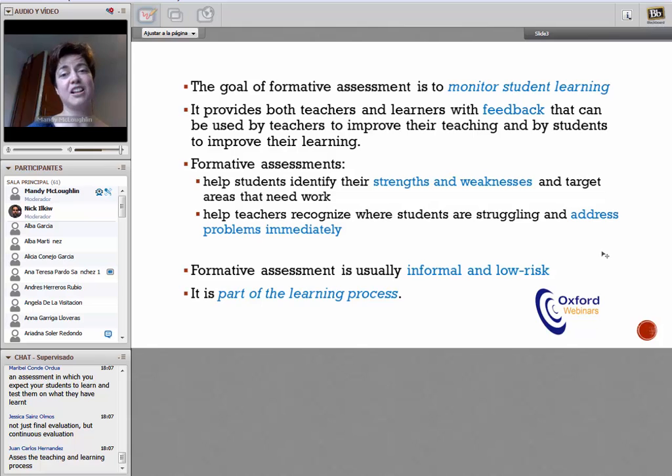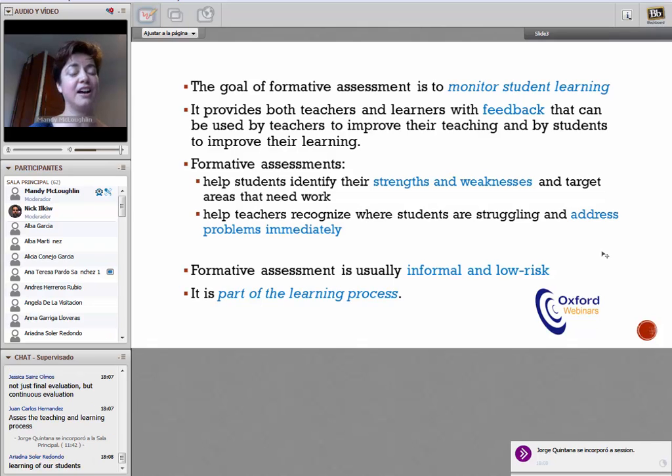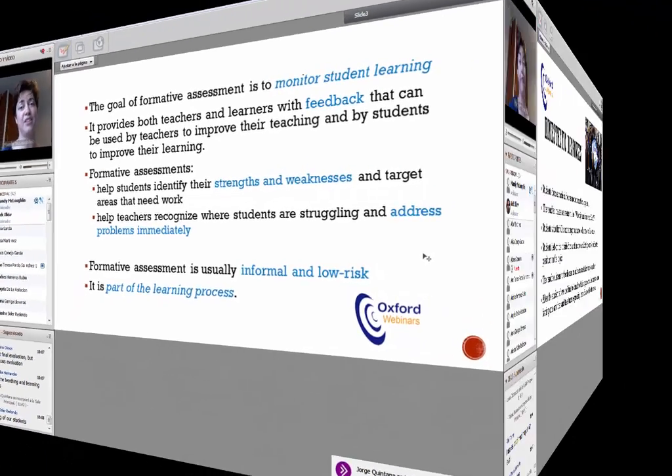So you can see I've put here on the slide, the goal is to monitor student learning, which is what you were saying in the chat just now, that we're checking what they're learning all the time. And as we were saying before, it's day to day. It's moment to moment almost as well. And it provides both teachers and learners with feedback.